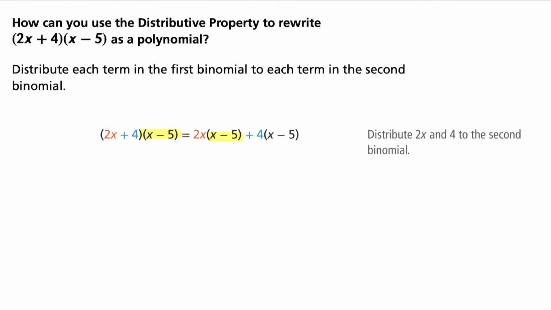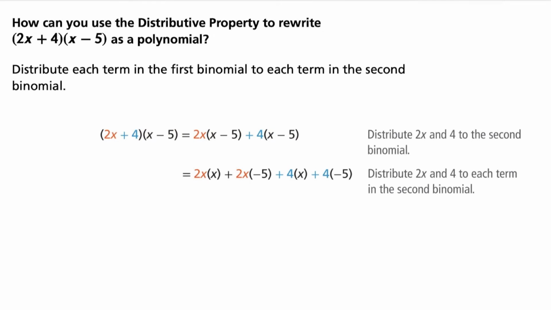I'm taking that 2x and I'm distributing it to the second binomial, x minus 5. Then I take the second term in that first binomial, which is that plus 4, and I'm distributing it again to that second binomial, x minus 5. We'll end up getting 2x times x plus 2x times negative 5 plus 4x plus 4 times negative 5.